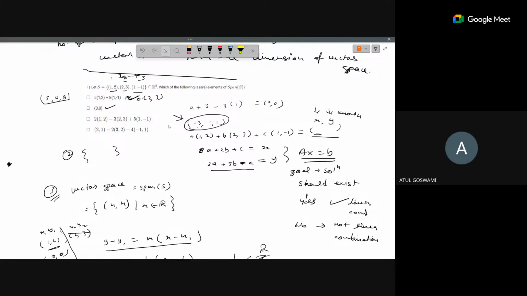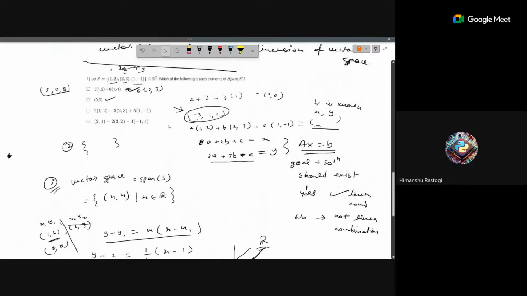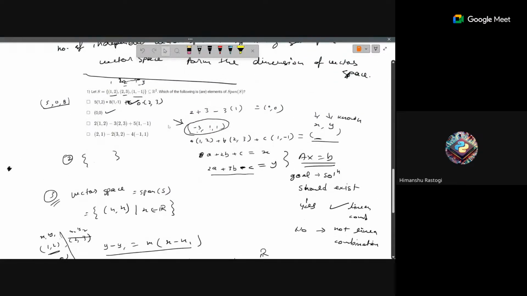Are you getting my point, what I'm saying? Yeah, that is true, but still I'm not able to find any linear combination of the first and second vector that forms the third vector. Or maybe I take any other combination, 1 and 3, to try to form the second vector.